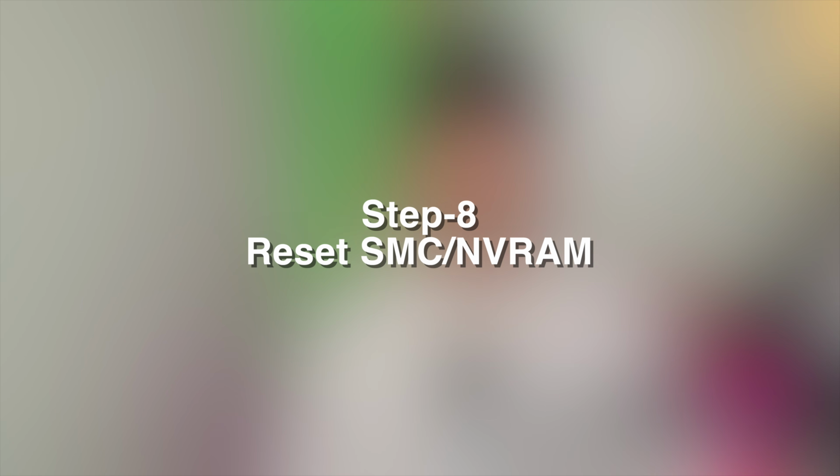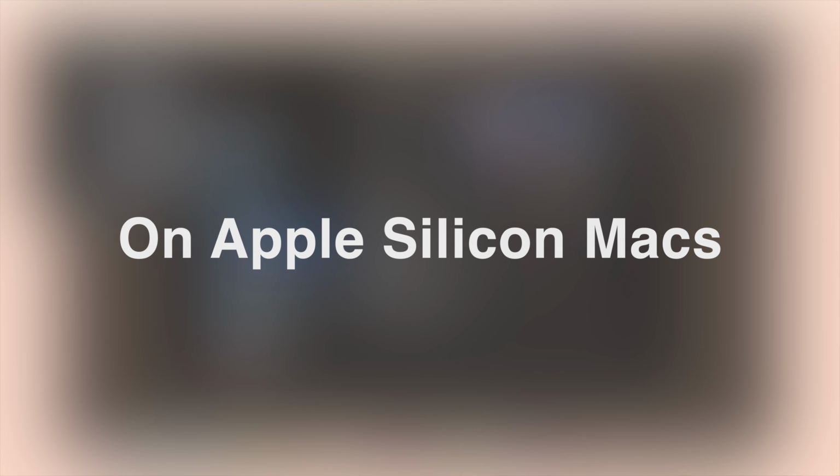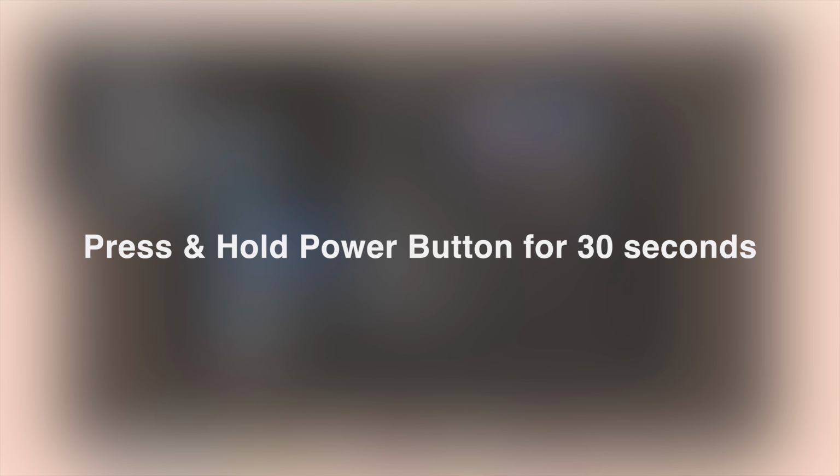Step 8. Reset SMC or NVRAM, especially when the battery feels kind of off. On Intel Macs, press the power button and shut it down. Once it has completely turned off, press Shift, Control, Option, and the power button all together for about 10 seconds, then release and let it boot. On Apple Silicon MacBooks, press and hold the power button for 30 seconds.